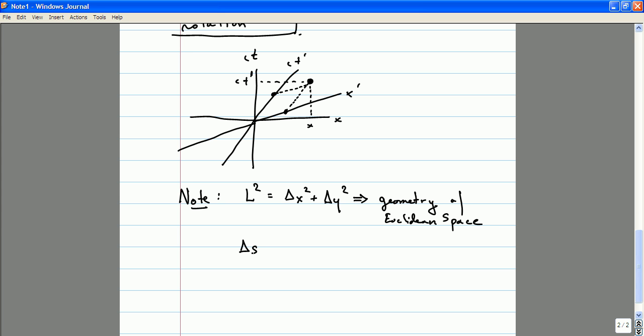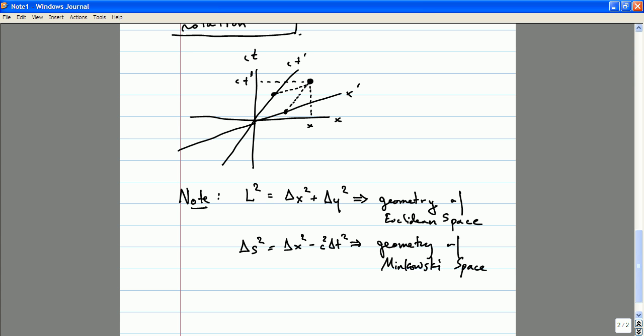The equation delta s squared is delta x squared minus c squared delta t squared defines what is known as the geometry of Minkowski space, i.e. the geometry studied by Minkowski. And Minkowski space is another name for space-time in special relativity.